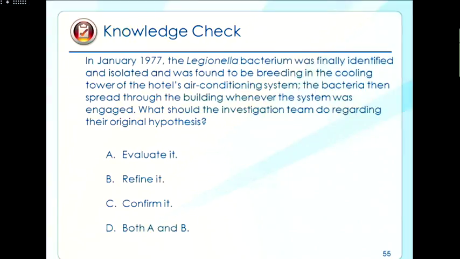In January 1977, the Legionella bacterium was finally identified and isolated and was found to be breeding in the cooling tower of the hotel's air conditioning system. The bacteria then spread through the building whenever the system was engaged. Which answer below best describes what the investigation team should do regarding their original hypothesis? The correct answer is D. They should both A, evaluate it, and B, refine it.